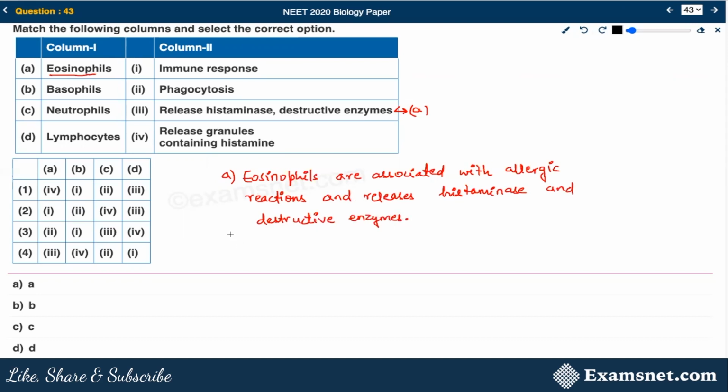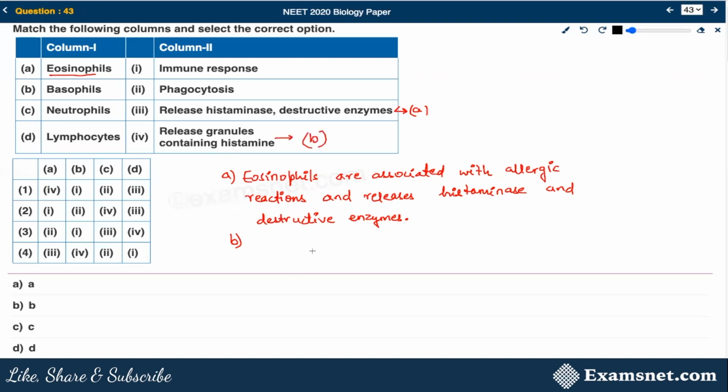Clear? Now, option B is basophil. Basophil is related with the release of granules that contain histamine, because basophil secretes histamine, serotonin, heparin, etc. that are involved in all the inflammatory reactions. All right. So B is going to match up with this one.